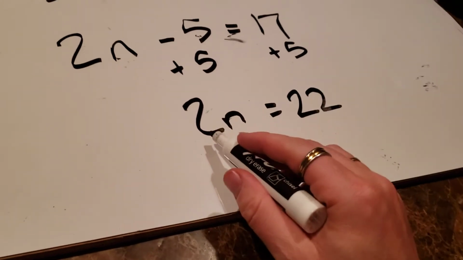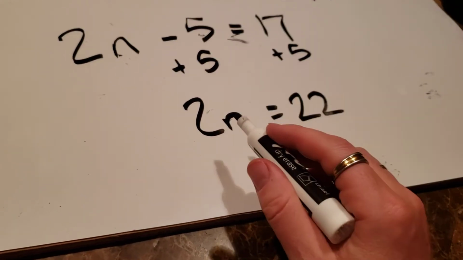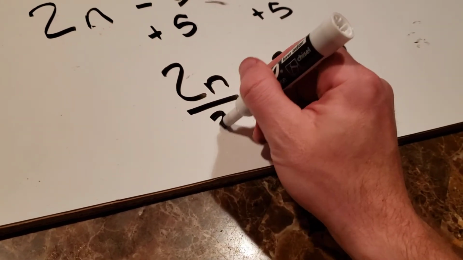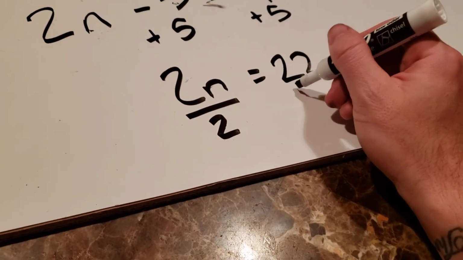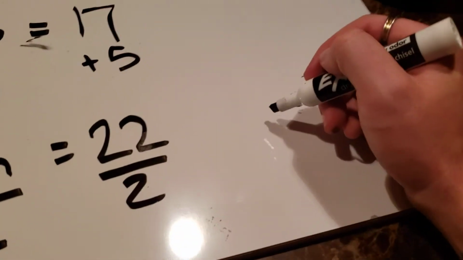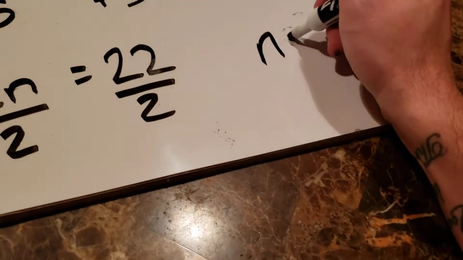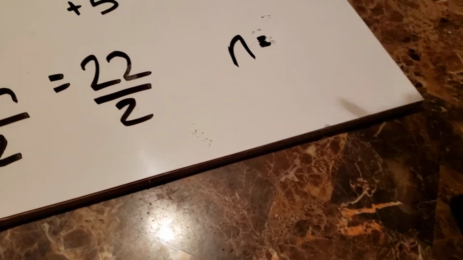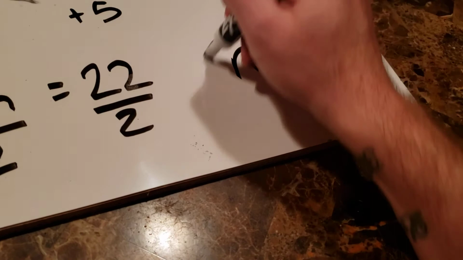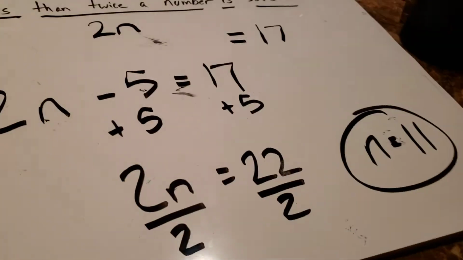So we still have this 2 attached to our variable through multiplication. So we're going to divide by 2. Whatever we do to one side, we got to do to the other. 2n divided by 2 is just n. And 22 divided by 2 happens to be 11. So our solution is n equals 11.